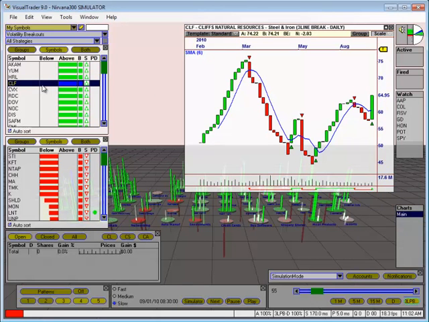So in my trading, I can simply click through these symbols in order, and each of these has a buy signal in the three-line break chart, and I can individually select them. Let me go ahead and do that with a couple of trades. Here's Cliffs Natural Resources. I like Cliffs bars myself.